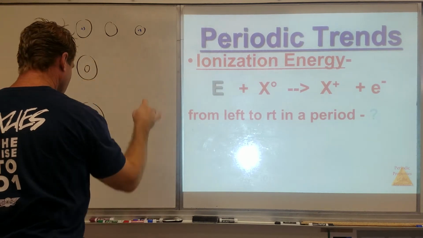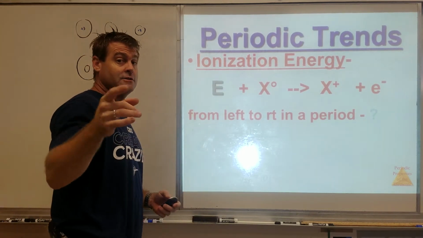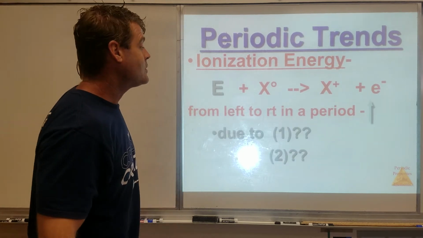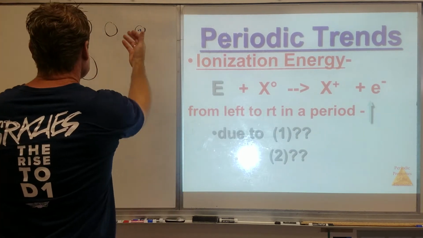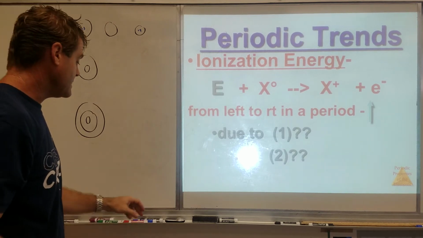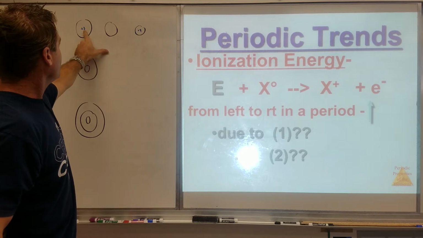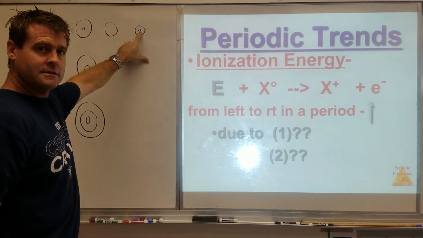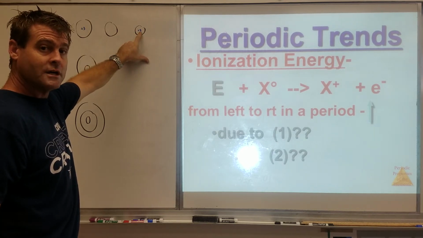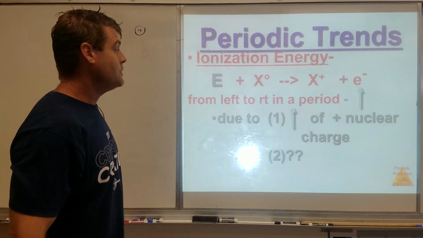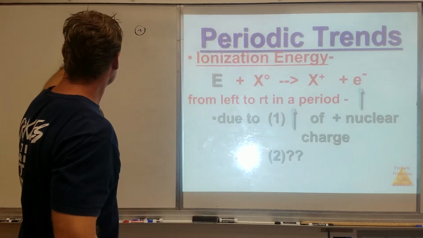Guys, look, as you go across, the ionization energy increases. Hopefully you predicted correctly, hopefully you paused this and thought about it. So why would it increase? Wouldn't you agree that as you go left to right, we have an increase in the number of protons? If we have an increase in the number of protons, aren't those going to be holding the electrons more tightly, and therefore it's going to require more energy? So we can say an increase in the positive nuclear charge as you go left to right.